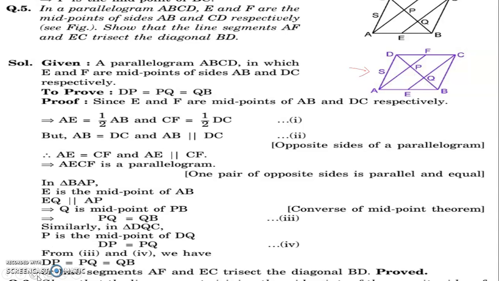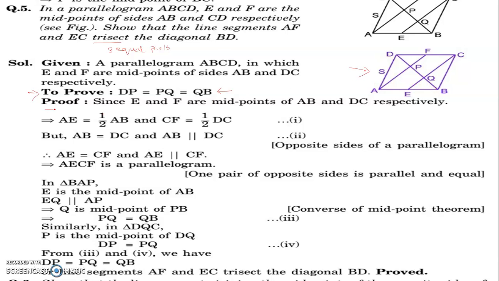So how to proceed? Given a parallelogram ABCD in which E and F are the midpoints of sides AB and DC respectively. We have to show that, since it is trisecting, DP is equal to PQ is equal to QB. I hope you have followed the meaning of this word trisect, students. This means 3 equal parts. You have to show that DP is equal to PQ is equal to QB.